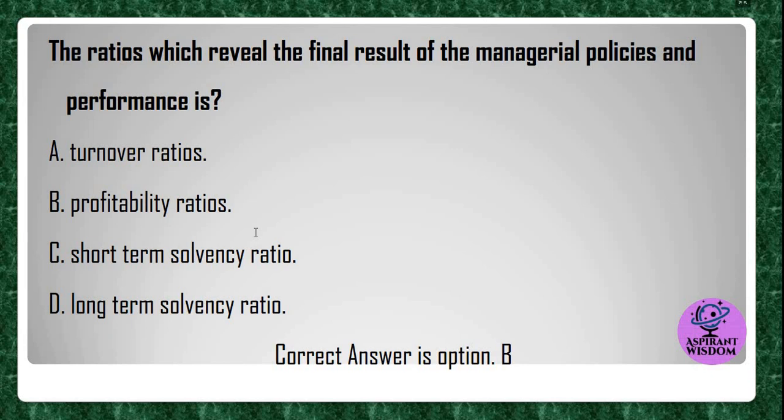The ratios which reveal the final result of the managerial policies and performance is: A. Turnover ratios, B. Profitability ratios, C. Short-term solvency ratio, D. Long-term solvency ratio. Correct answer is option B.